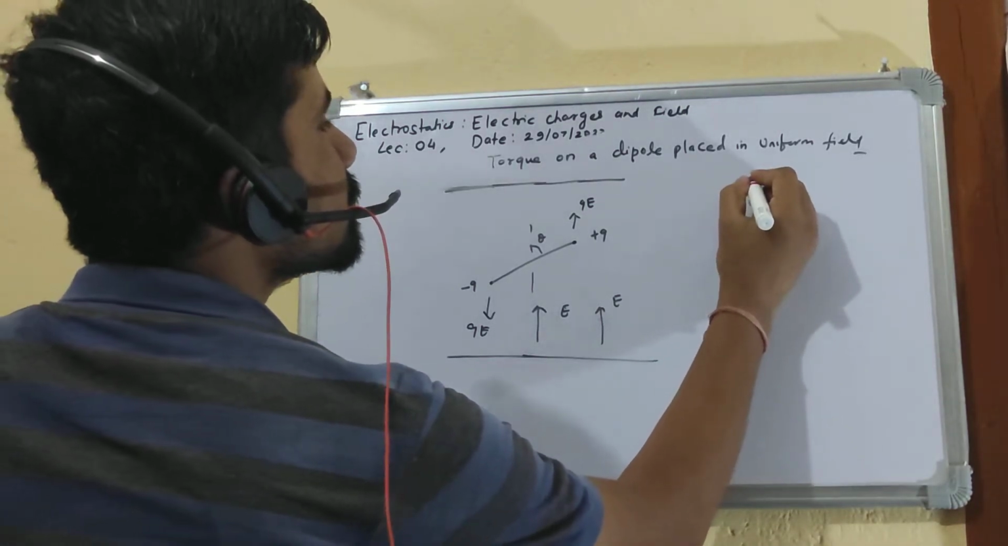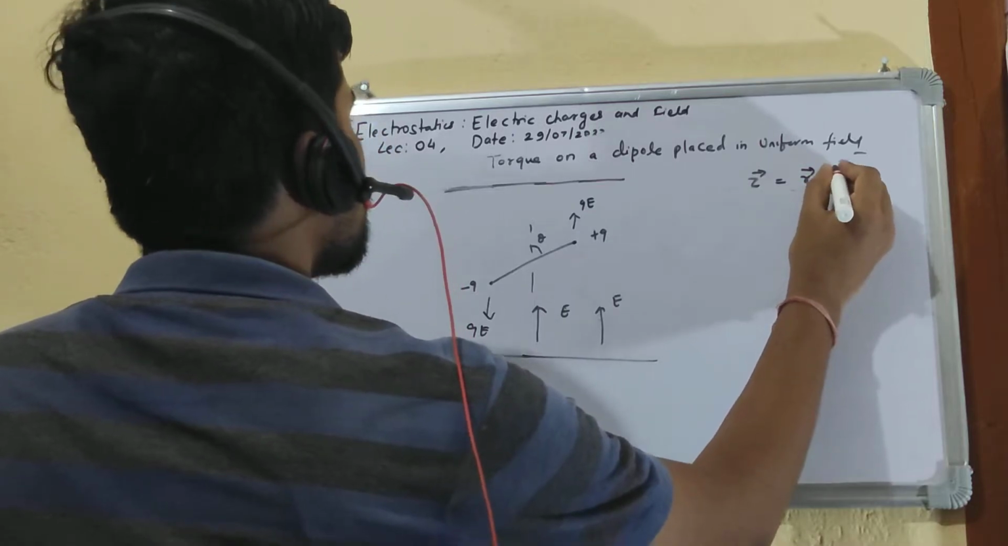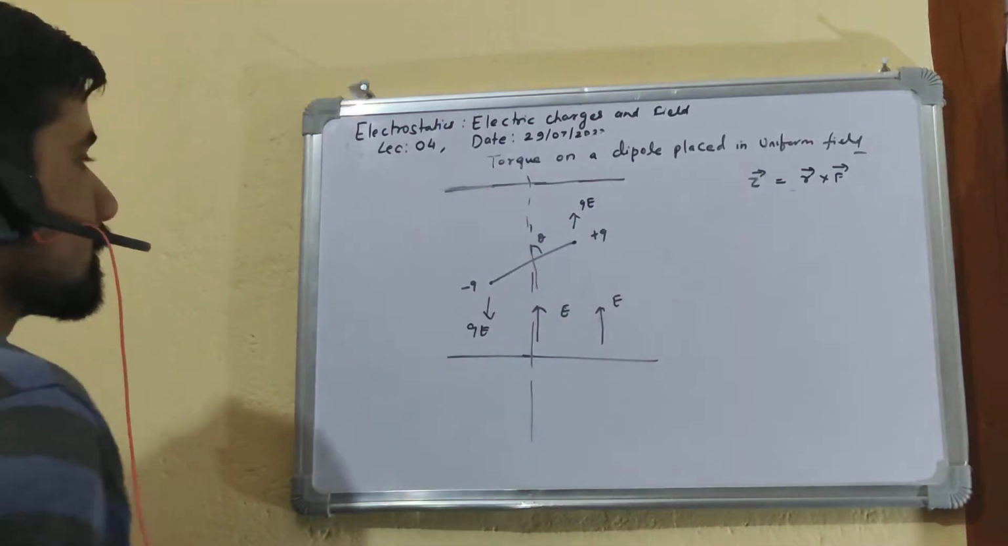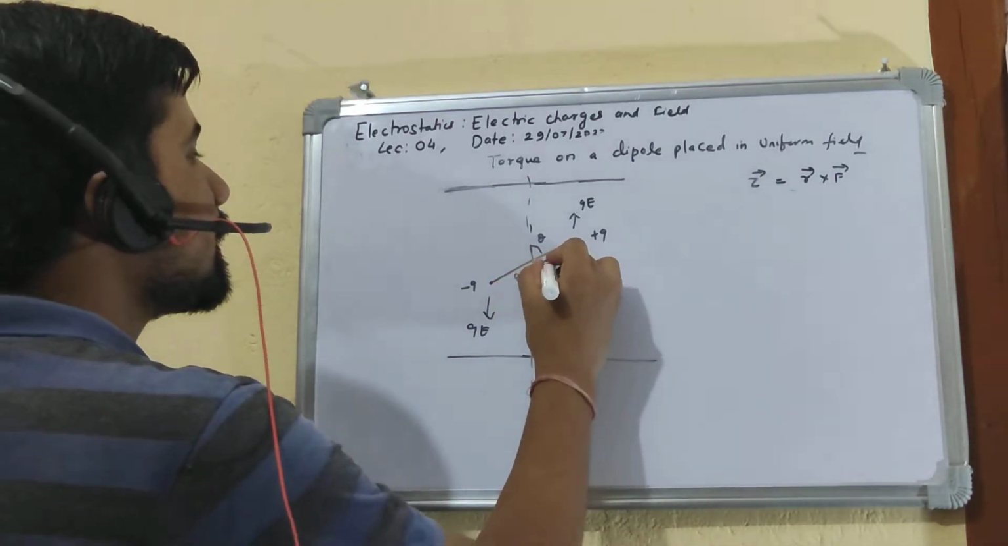So before going to that, what is torque? Torque is the cross product of distance and force, right? And this is my axis. This is actually my axis, right? So these two distances are A and A.